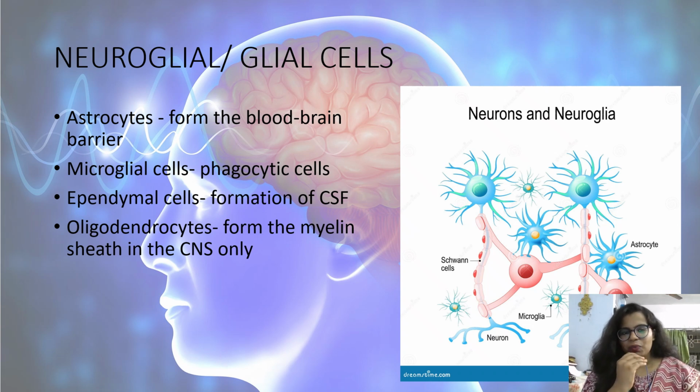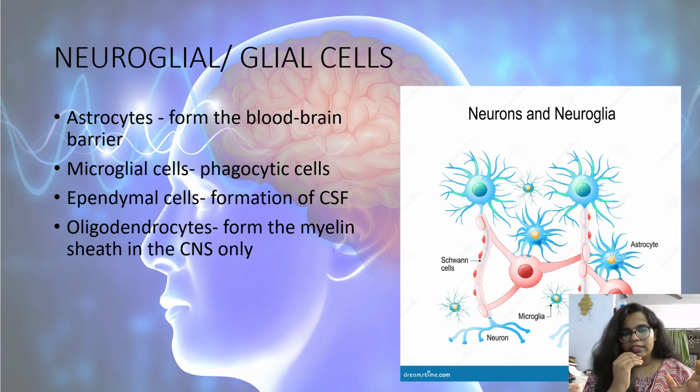Next we have the oligodendrocytes. Oligodendrocytes are also derived from the neuroectoderm, and they form the myelin sheath in the central nervous system only. Now you'll be asking, if this forms the myelin sheath of only the central nervous system, what about the peripheral nervous system, right?